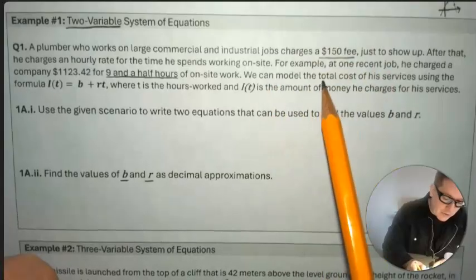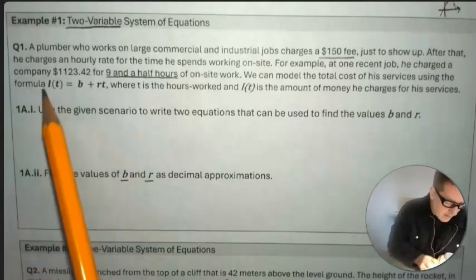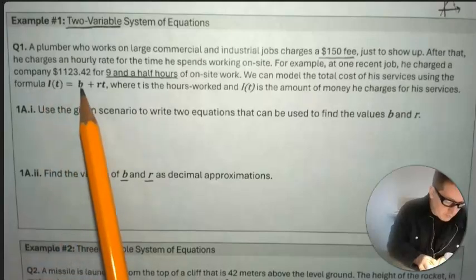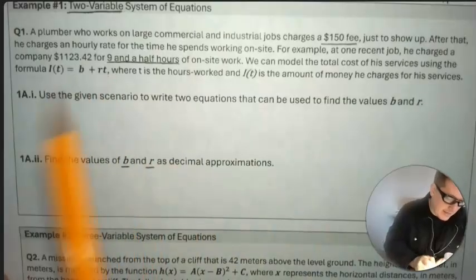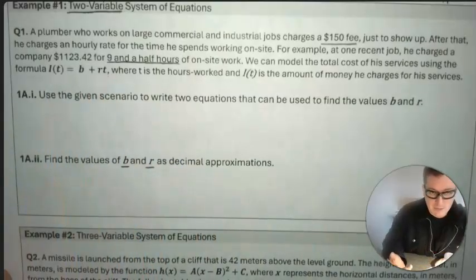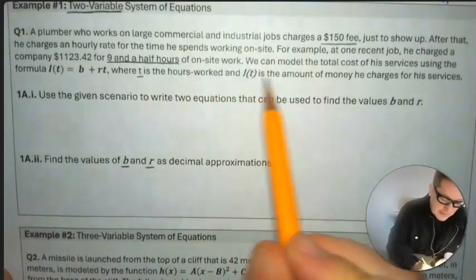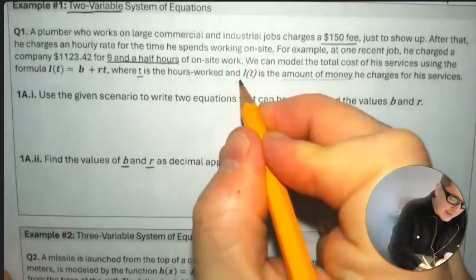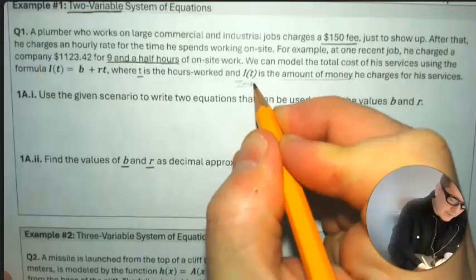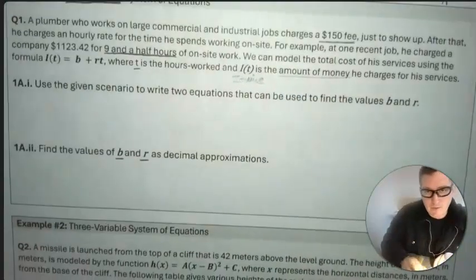We can model the total cost of his services using the formula I of t equals b plus rt. Now this is just a fancy way of writing y equals mx plus b or y equals b plus mx, where t is the hours worked and I of t is the amount of money he charges for his service. I think it's I because he's going to make what's called an invoice. An invoice is a fancy way of saying bill.